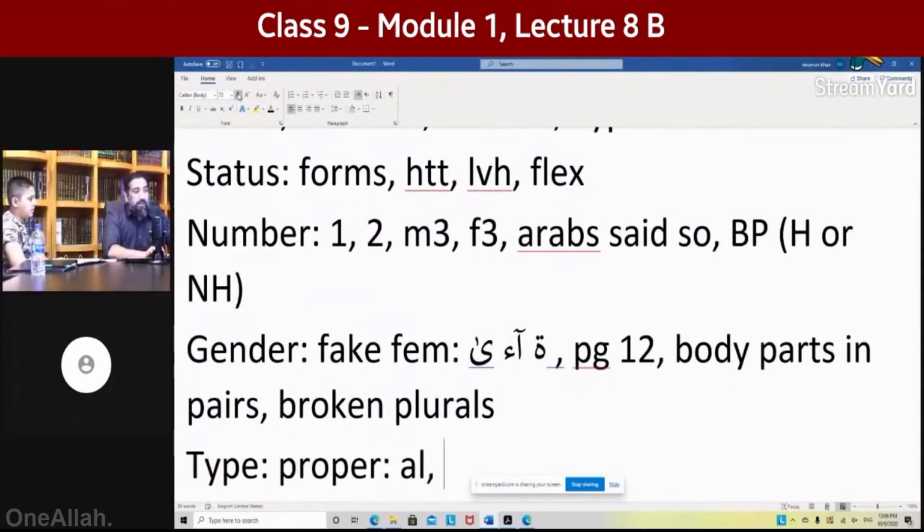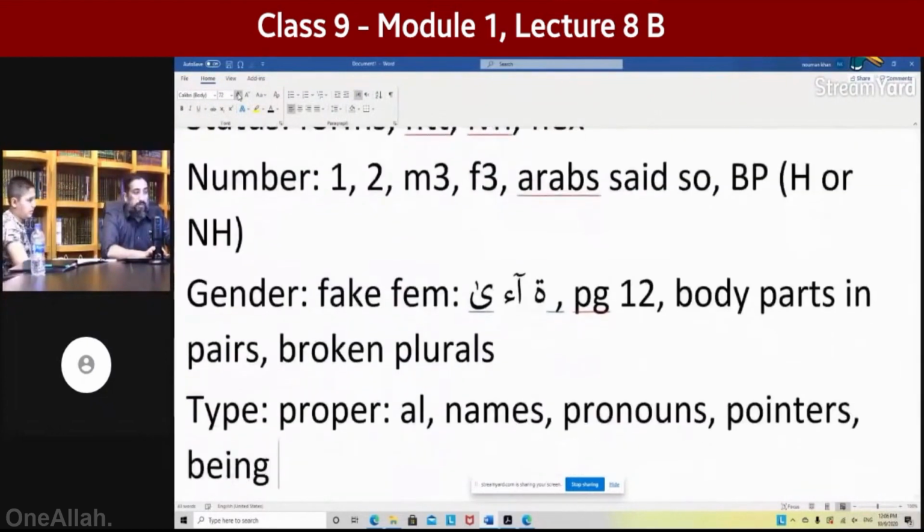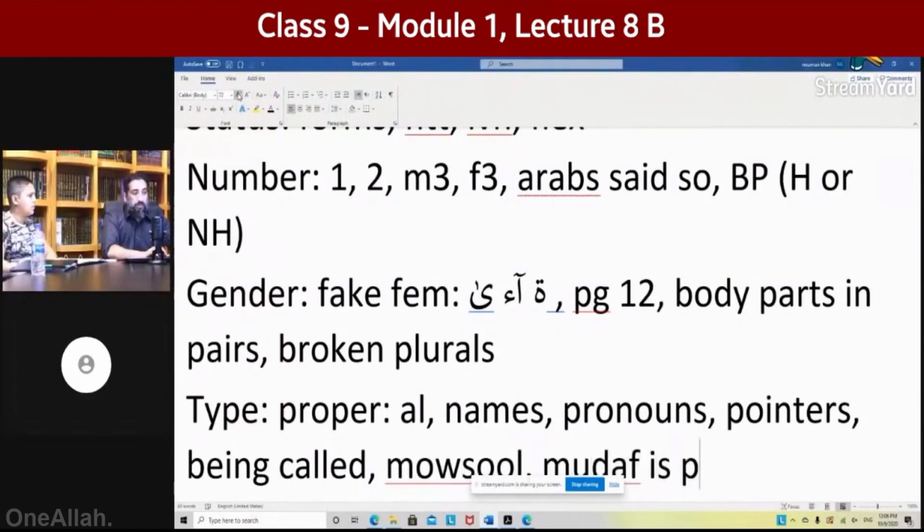And those were al, names. Then it was pronouns, pointers, and we did pronouns on page 18. We did pointers on page 30 today, right? And they're always proper. The one being called, like Ya Rahmanu, Ya Rahimu, Ya Allah, etc. Right? The one being called. Then Mosul, which I didn't teach you. We also learned that the mudaf is the Mosul alladhi, alladhina, like those kinds of words. Yeah, it's something else. It's Mosul.